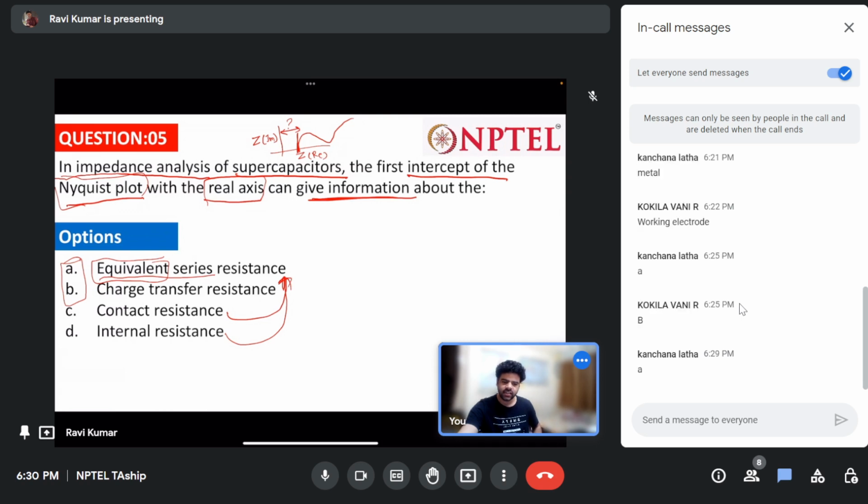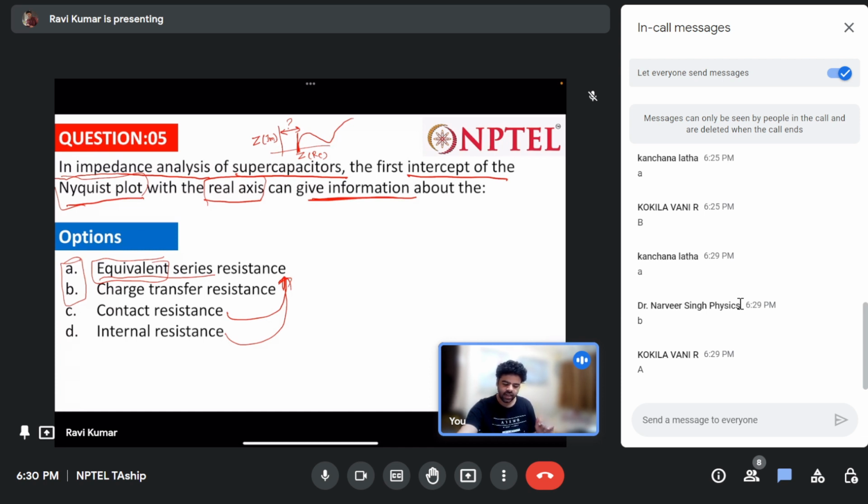Okay, Kanchana is saying A, Dr. Narveer Singh is saying B. I am saying just guess. What about others? Choose one, A or B. What about Kopila? Okay, she came. Equivalent resistance. Yes. Now let's see.